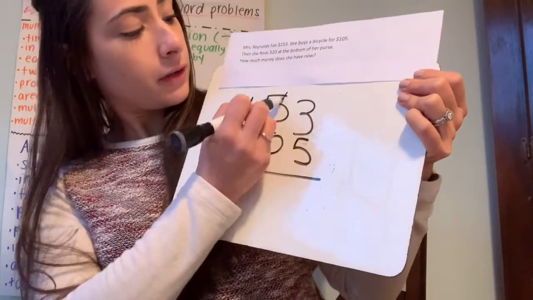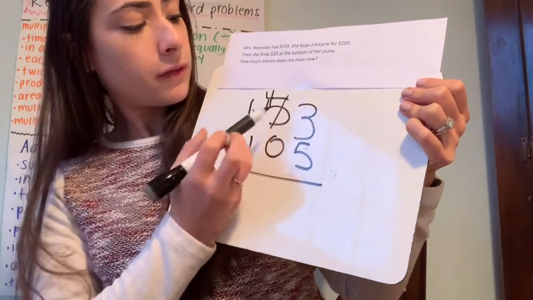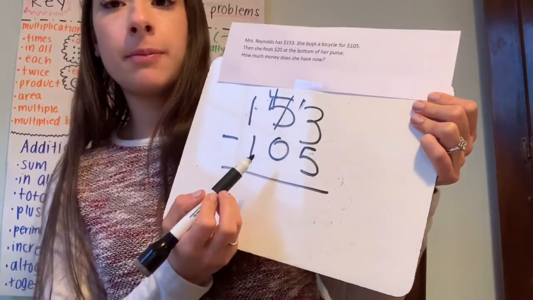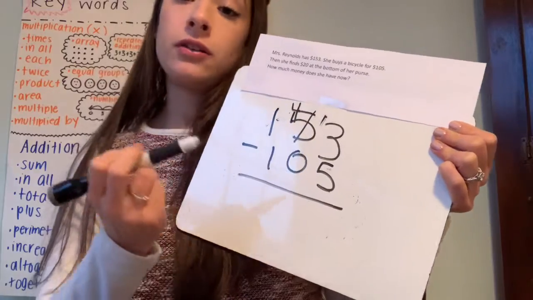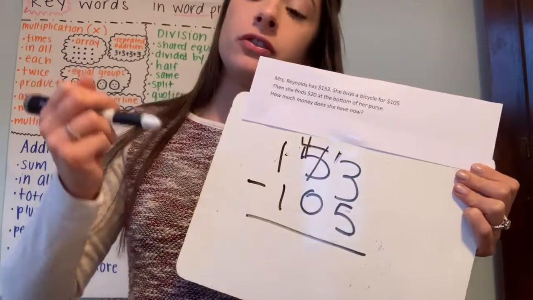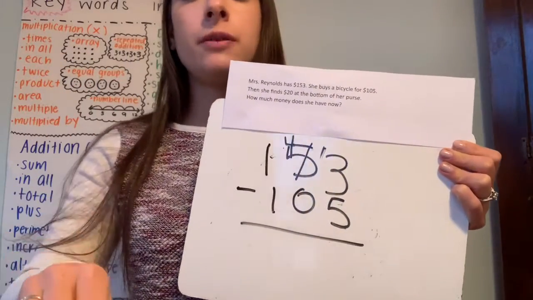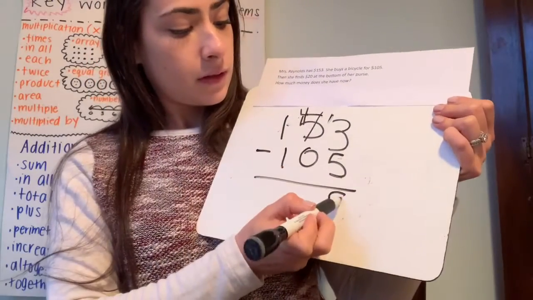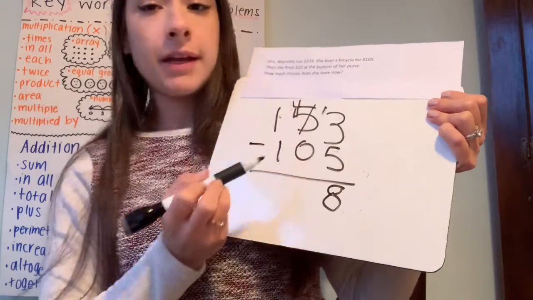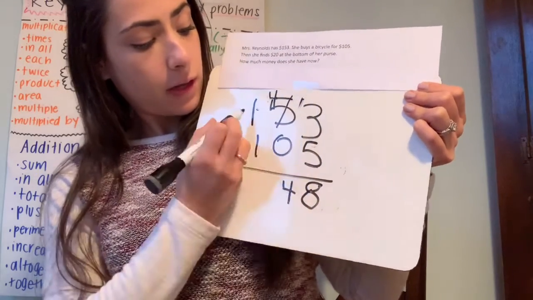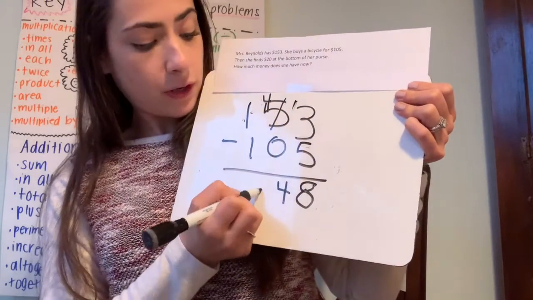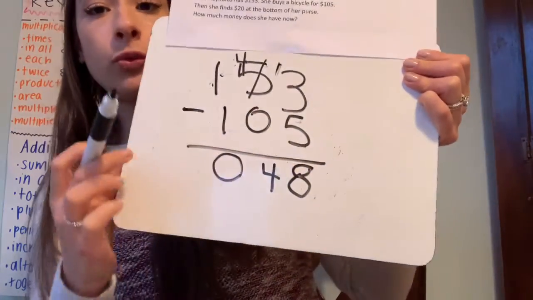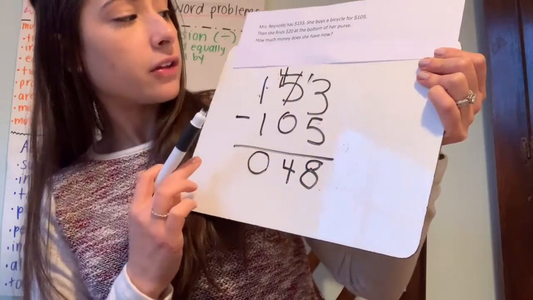More on the floor, go next door. 5 tens become 4. Then we have 13 minus 5. So I can start at 13 and count backwards or start at 5 and count up. 13, 12, 11, 10, 9, 8. 4 minus 0 is 4, and 1 minus 1 is 0. So after she buys her bicycle, we know she has $48 left.